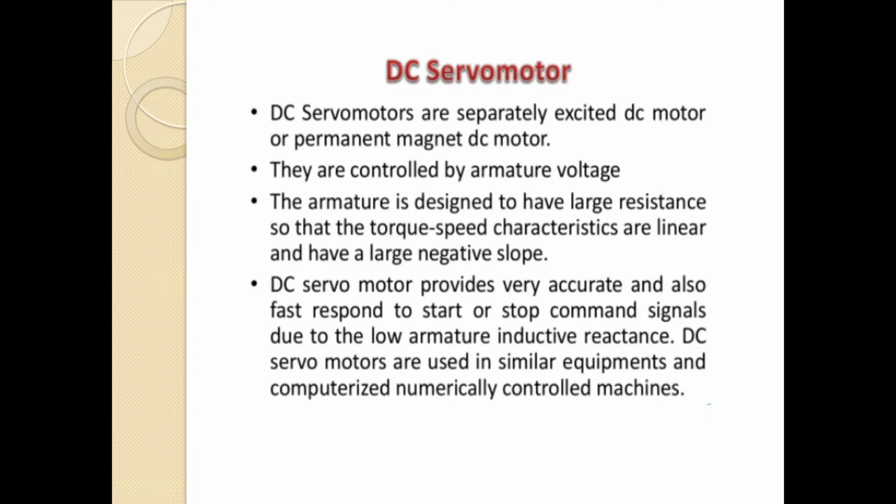DC servo motor. DC servo motors are separately excited DC motors or permanent magnet DC motors. They are controlled by armature voltage. The armature is designed to have large resistance so that the torque-speed characteristics are linear and have a large negative slope. DC servo motors provide very accurate and fast response to start or stop command signals due to low armature inductive reactance. DC servo motors are used in similar equipment and in computerized and numerically controlled machines.